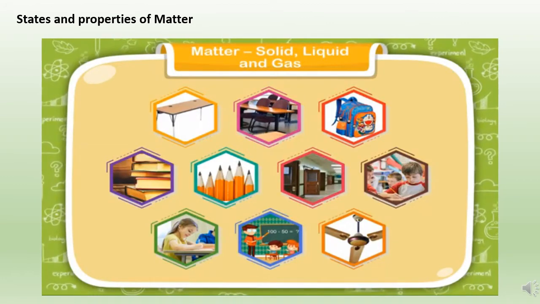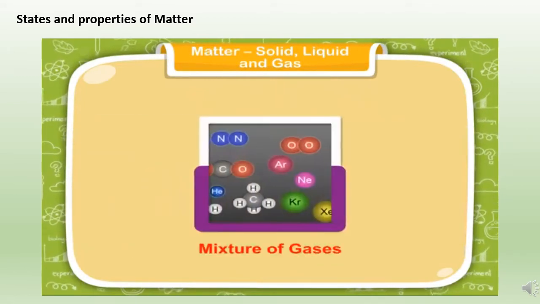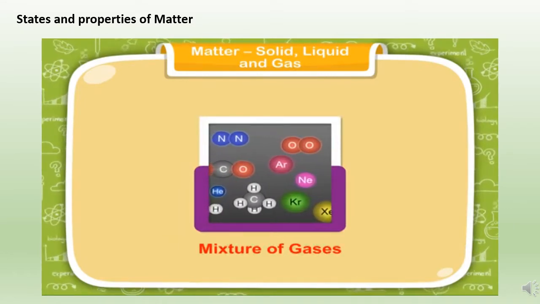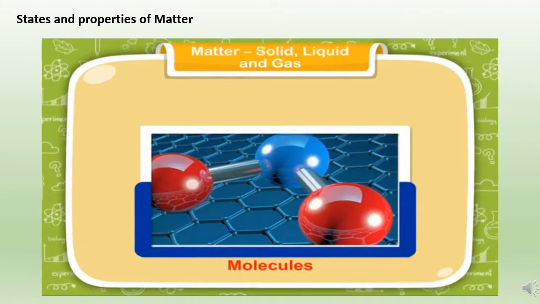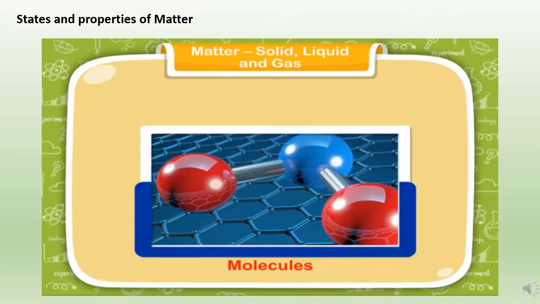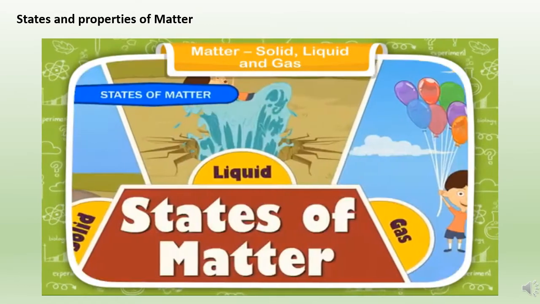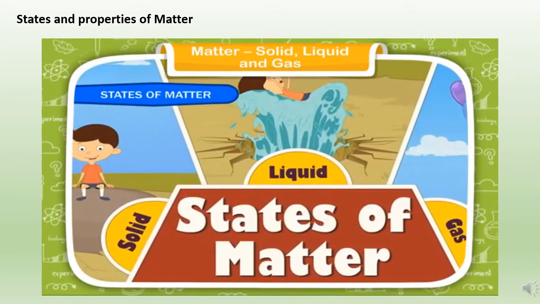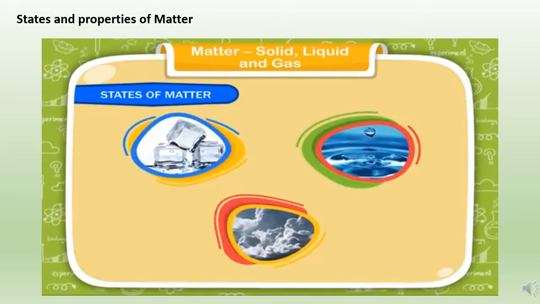Matter is made up of many substances. Even the air around us is a mixture of many gases. Matter is made up of very tiny particles called molecules. Molecules are so small that we cannot see them with our eyes. States of matter. The three states of matter are solid, liquid, and gas.